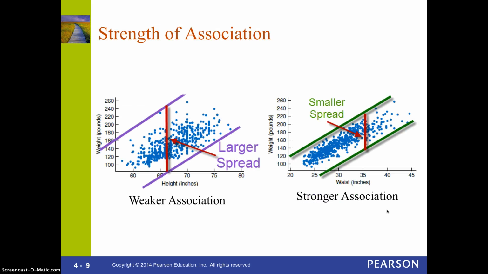So let's look at a couple of graphs that demonstrate this. In this graph, if I pick a particular x value, let's say 65, you see how wide of a spread there is on the y value. You're looking at how far up and down it goes, and that's a fairly large spread. So we say this is a weaker association than this one. If someone's waist size is about 30, you can see it's a much smaller spread. Think about drawing two parallel lines that encompass all the data. How far apart are those two lines? The further apart the lines are, the weaker the association is.